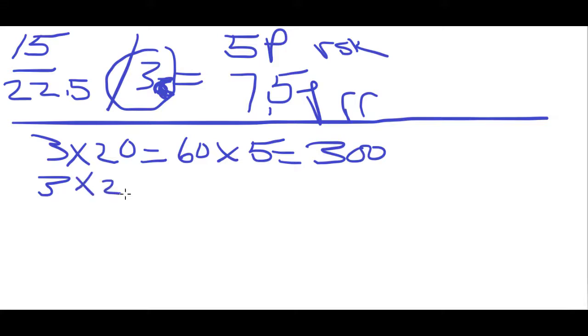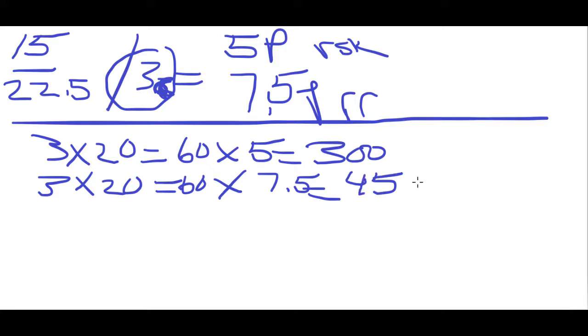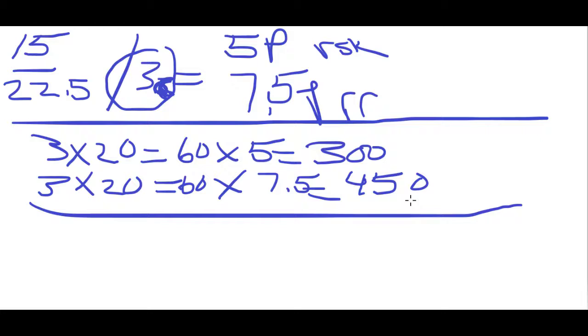Now if I'm taking 3 times 20 equals 60, times 7.5 equals 450. That's a $150 difference. So in the end, on 100 trades, I'd be profitable.